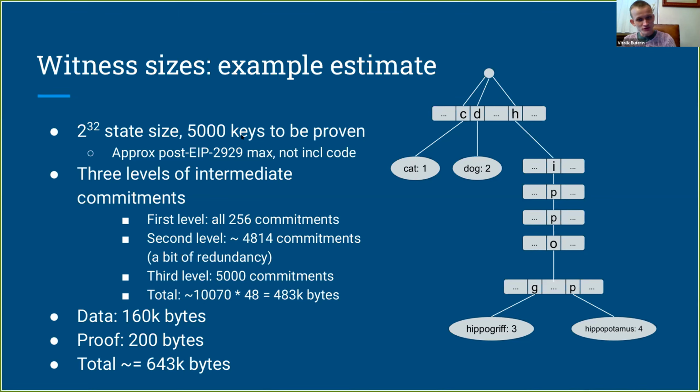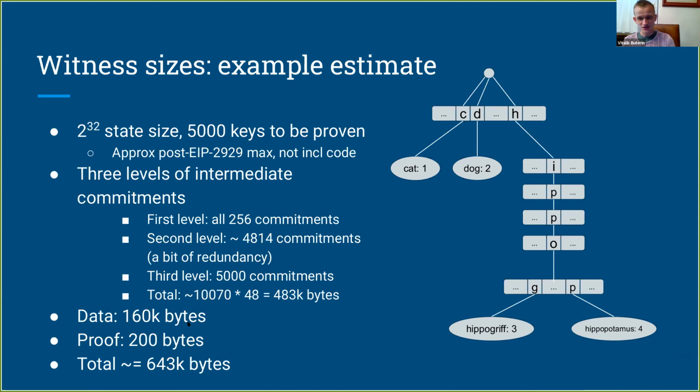So if you're proving 5,000 keys, then on the first level, all 256 commitments will be part of the proof. On the second level, you have a bit less than 5,000 because there's a bit of redundancy. On the third level, you'll probably just have 5,000. And so in total, you have about 10,000 commitments, about 480 kilobytes. The data itself, 160 kilobytes.